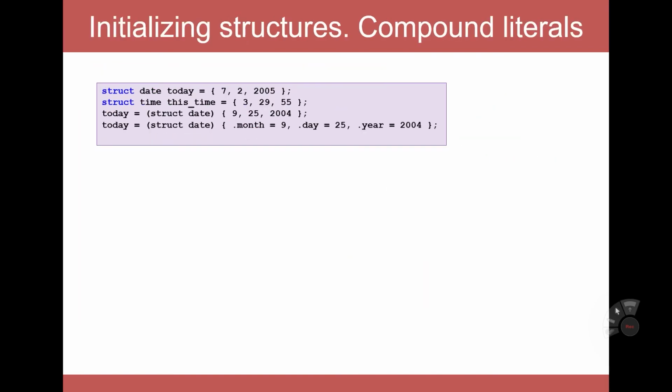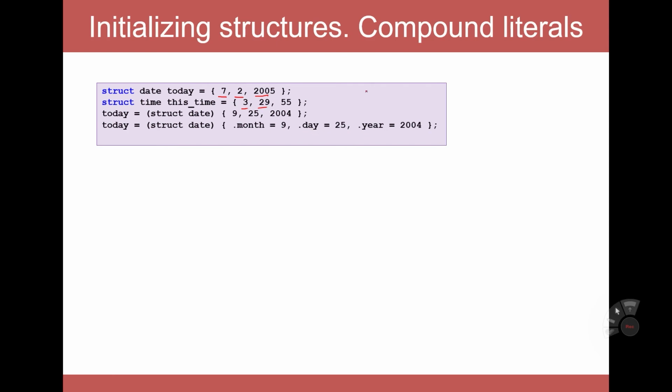Okay, let's continue. How to initialize a structure. If you would like to initialize a structure, you can initialize it like this. For example, date today, you can initialize the 3 values. The first value will be this, second value will be this, and third value will be this. You can also do it for the time structure this way. Or you initialize the structure this way: dot month equals something, dot day equals something.